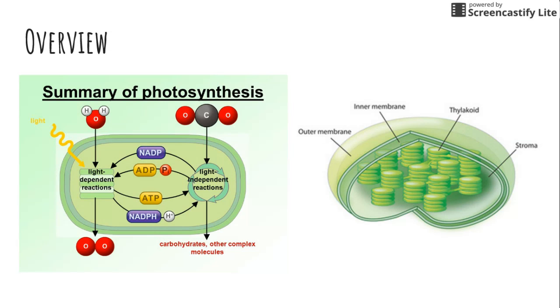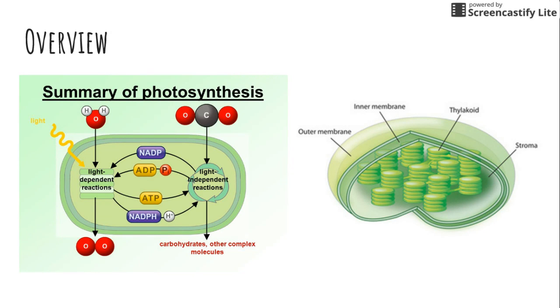So, photosynthesis takes place in the chloroplast, which is an organelle that's found in the cells of plants. The chloroplast is composed of an outer and an inner membrane, and then inside that are the thylakoids, and the stacks of thylakoids are called granum, and that's surrounded by the stroma.